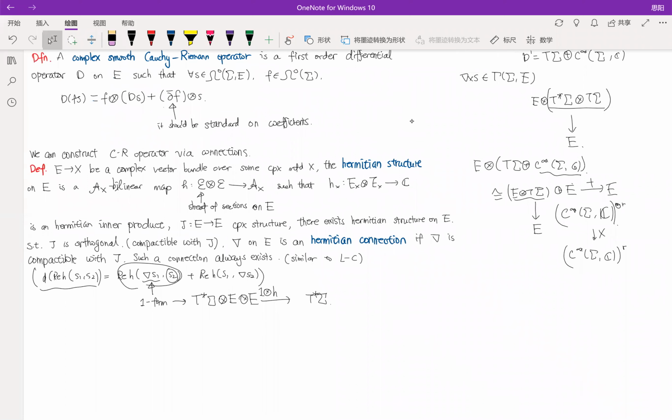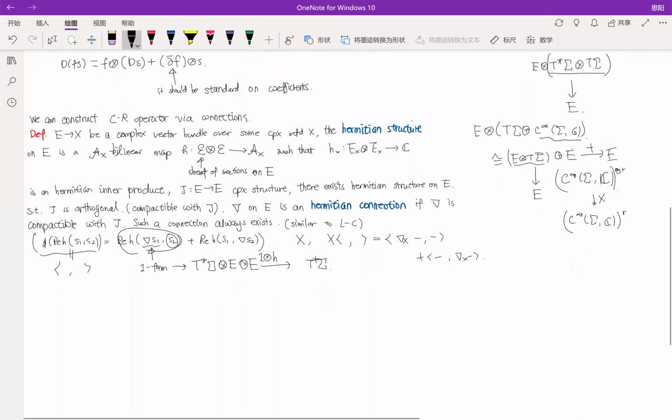Or you can say with a vector field X, we have X applied to the inner product. So we write the real part of H to be the inner product. Then X applied to the inner product is this plus another. So this will be much like the notion that it is compatible with the metric.